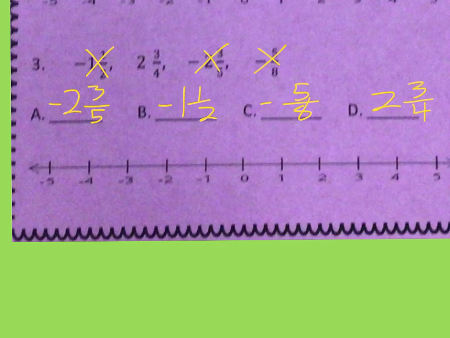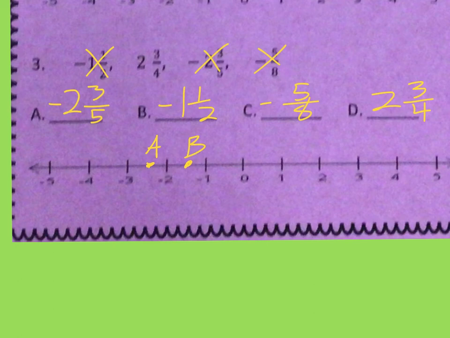Where would -2 3/5 be? Well, using my counter, I'm going to go -2. And then if I broke this into fifths, where would the third be? 1, 2, almost a half. So it'd be just barely shy. So it'd be right there. So -2 3/5 would be about right there. I'm going to put an A. -1 1/2. We don't have to talk about the halves a whole lot because they're pretty easy.